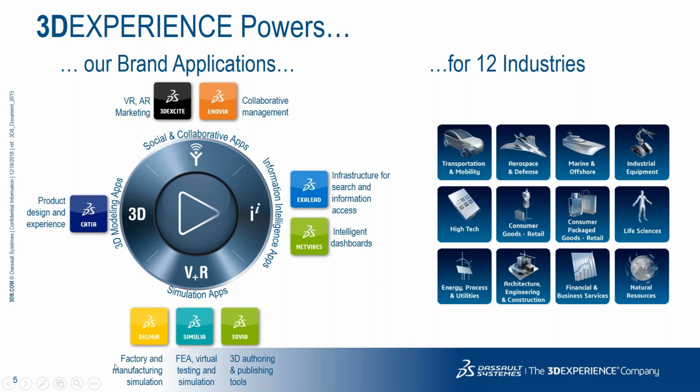So for those who don't know, Delmia is our factory and manufacturing simulation app, and Simulia is FEA, so anything related to virtual testing and simulation. And CATIA, when we say it's product design, you also have composites, for example, also in there. So if you choose to have some part in composite and need to do some specific design, you have those tools in the platform.